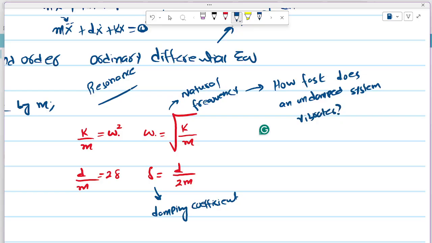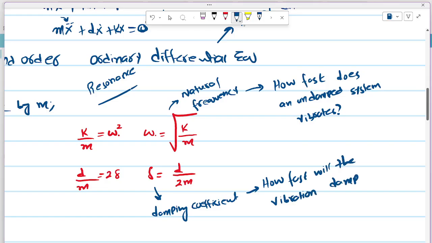And why do we need a damping coefficient? It tells us how fast the vibration will damp out or diminish, right? So both of these have physical interpretation. They will help us to understand the system physically, what will happen in the real world, not just numbers.